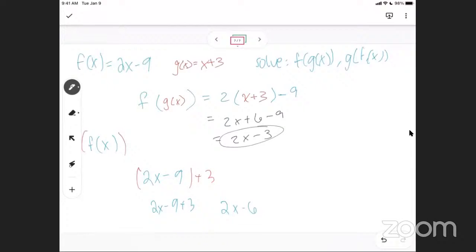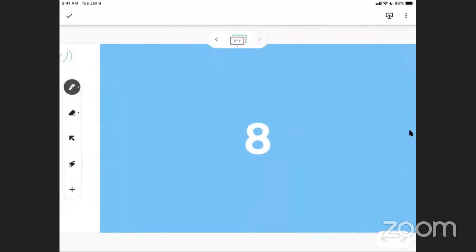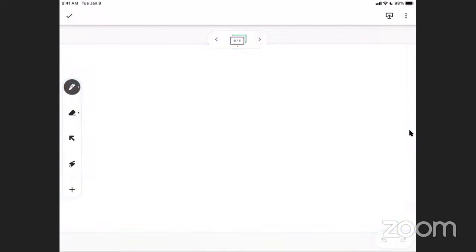One last question I'll ask you. How does functional composition relate to inverses? Do you remember? No. So here's how inverses, you've learned inverses, right? Okay, so here's how inverses and functional composition works.